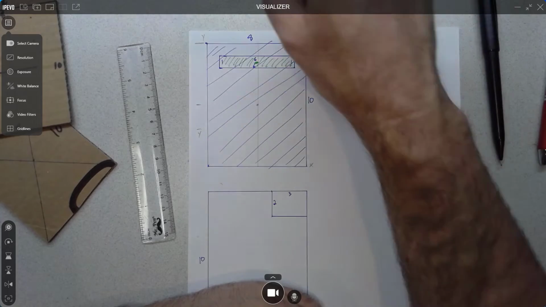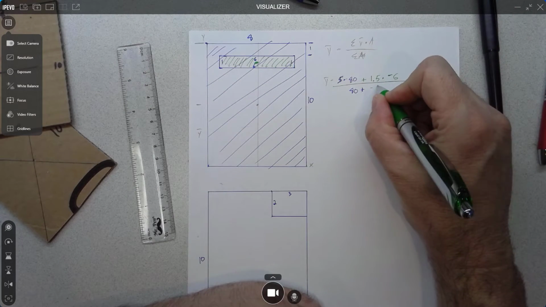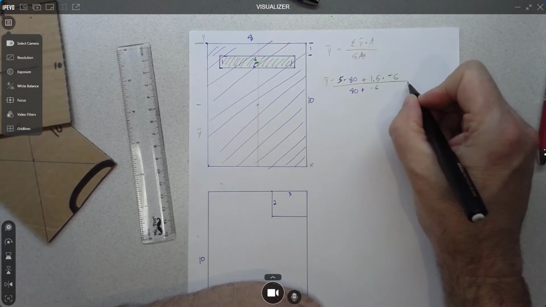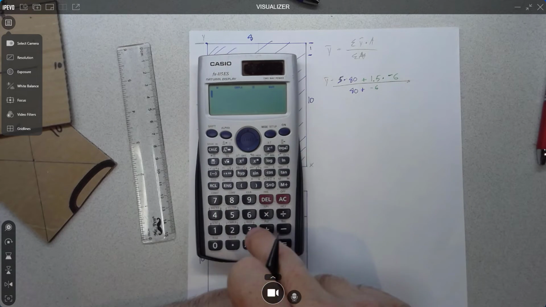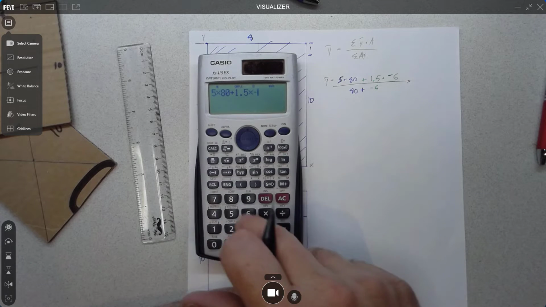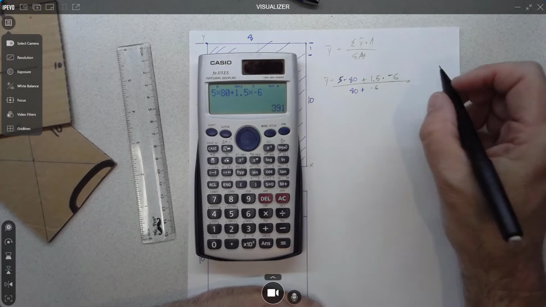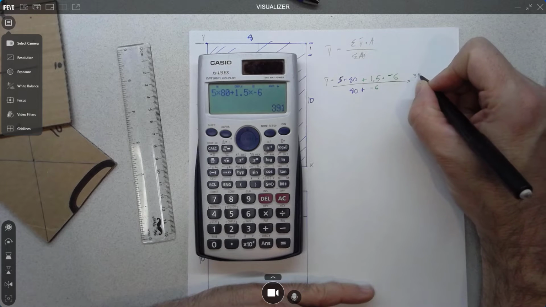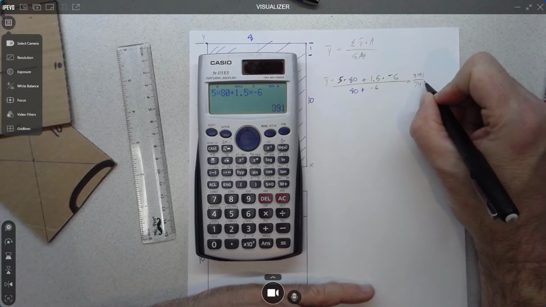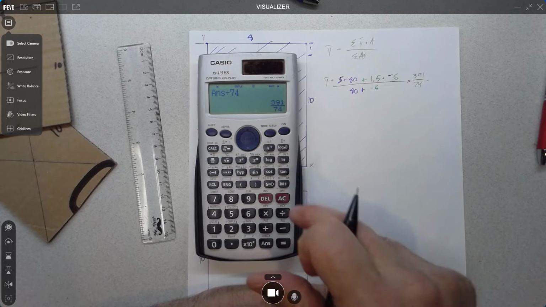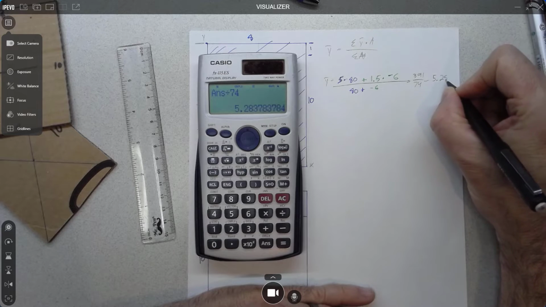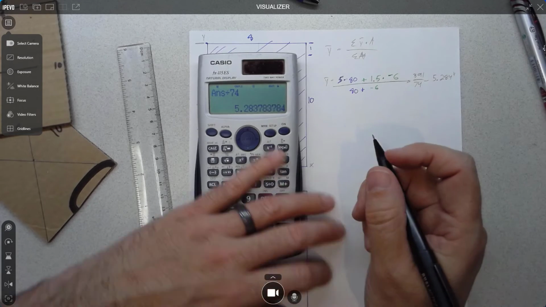Okay, and then the bottom half of the fraction is just the sum of the areas, which is 80 plus an area of -6. So that comes out to 5 times 80 plus 1.5 times -6. So on top I get 391 divided by 80 plus -6, so that's 74. So we get 5.284 inches. Let's go back and look at that in our drawing.